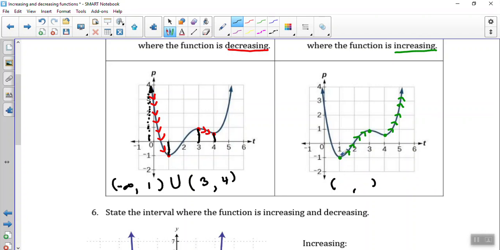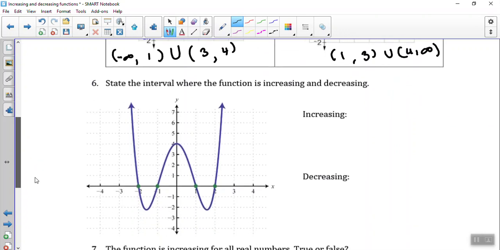So at least we know that we can just use parentheses. So it starts increasing at 1. Don't look on the y, only look on the x. At 1, and then it stops increasing at 3. And it starts increasing again at 4. And then doesn't stop increasing, it goes on till infinity. So I'm just going to write infinity here.